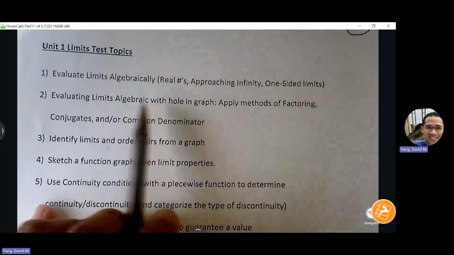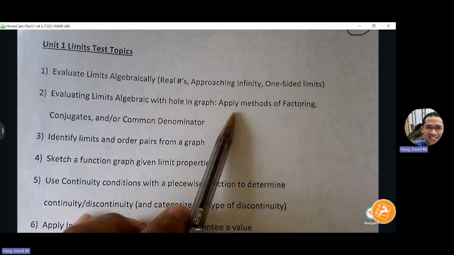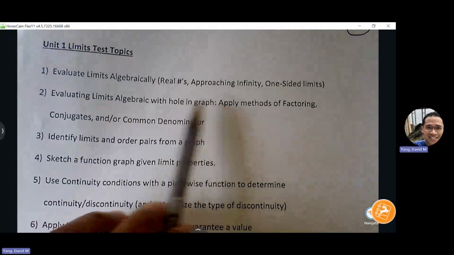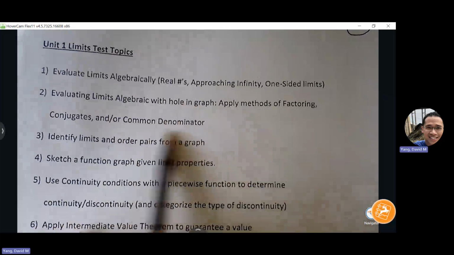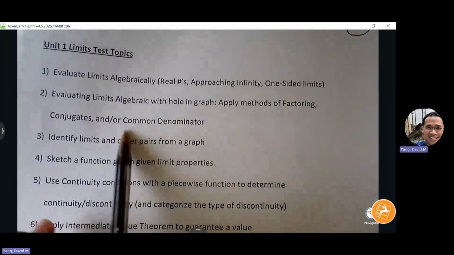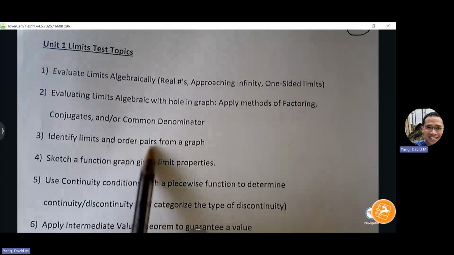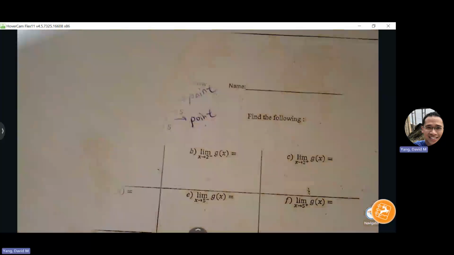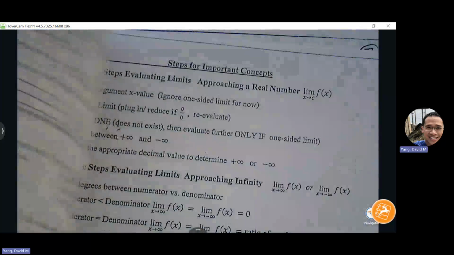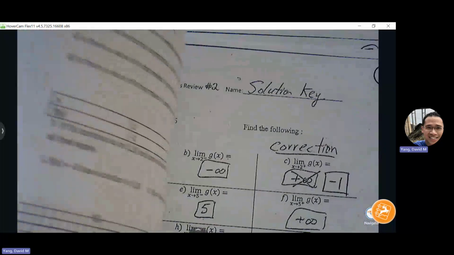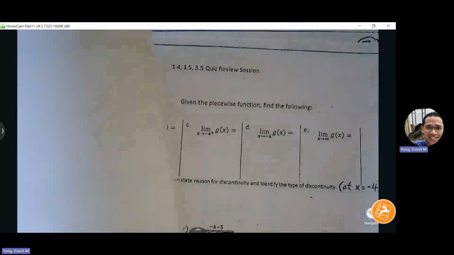Evaluating limits algebraically with a hole in the graph, applying methods of factoring, conjugating, common denominator. So basically review your quiz, right? So you're going to see maybe 1 or 2 problems that are similar to what you saw in your quiz. Identify limits of ordered pair from a graph. We didn't do that, but that's the easier version, easier than sketching a graph.